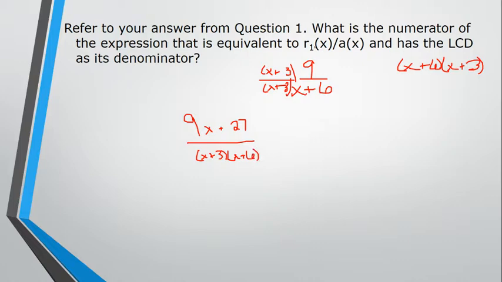So let me reread my question. It says, what is the numerator of the expression? So I just want to know the numerator. So remember that the numerator is the number that's on top of your division. So this here would be my numerator. That would be my answer, 9x plus 27.